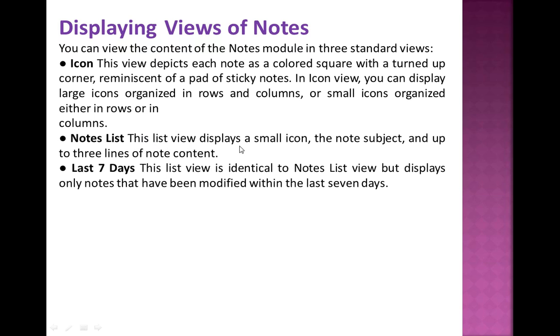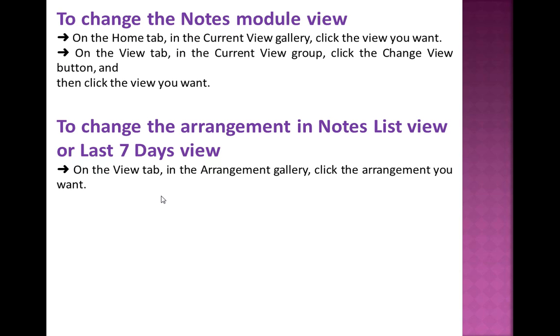Then there is the notes list. This list view displays a small icon, the note subject and up to 3 lines of note content. Then last 7 days: this list view is identical to the notes list view, but displays only the notes that were modified within the last 7 days. These are the 3 views of the notes.